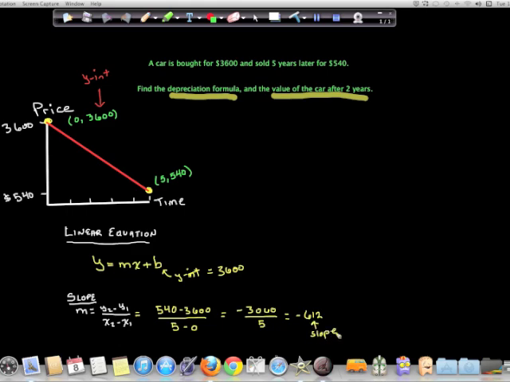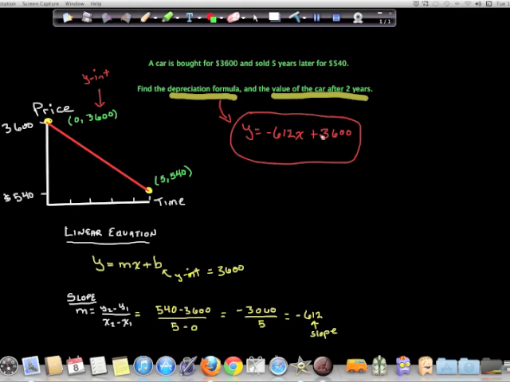And if we put our slope and our y-intercept together, we create the depreciation formula. The depreciation formula is going to be y equals negative 612x plus 3,600. So this is a depreciation formula. You can tell because the slope is negative, which corresponds to the line which goes down and to the right. Depreciation meaning that the value is going to be getting lesser and lesser as we go through the years.